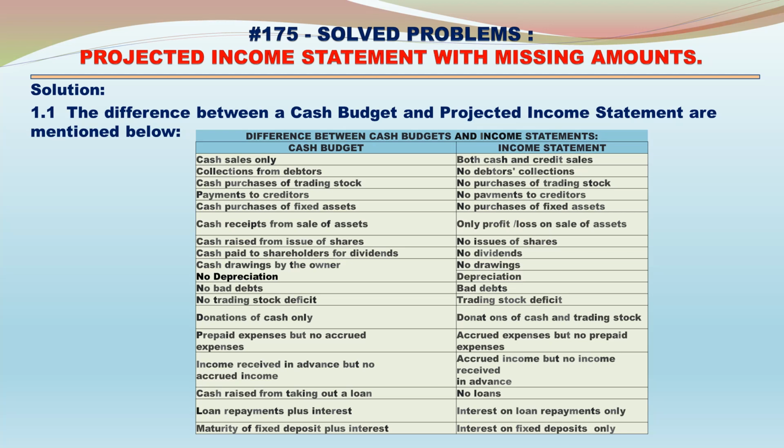In the cash budget, cash raised from taking out a loan. In the income statement, no loans. Loan repayments are plus interest. In the income statement, interest on loan payments only. In the cash budget, maturity of fixed deposit plus interest. In the income statement, interest on fixed deposits only.